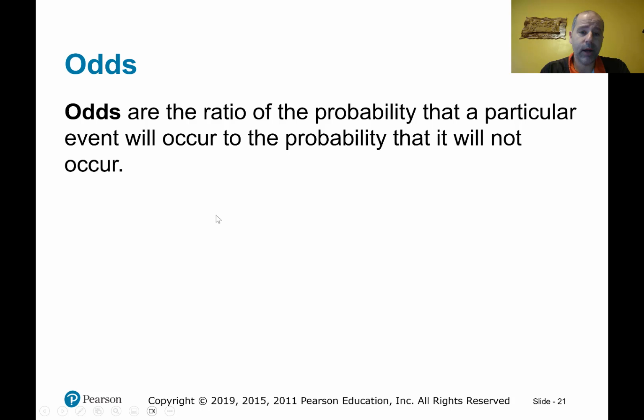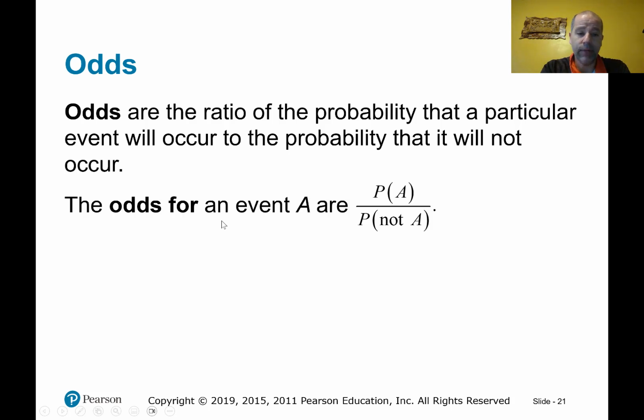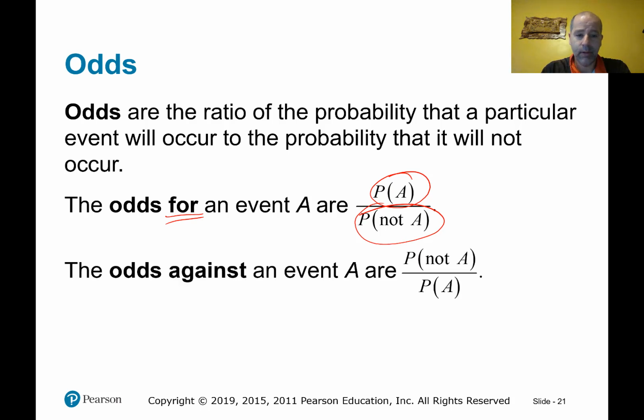So the last topic we're going to talk about is odds. Odds are the ratio of probabilities. Okay, so to figure out the odds, all you're going to do is divide two probabilities. The two probabilities are the probability that the event will occur versus the probability that the event won't occur. That's how we get our odds. Okay, so for odds for an event, the key thing is going to be the probability of A divided by the probability of not A. The odds against an event occurring is the reciprocal of that.